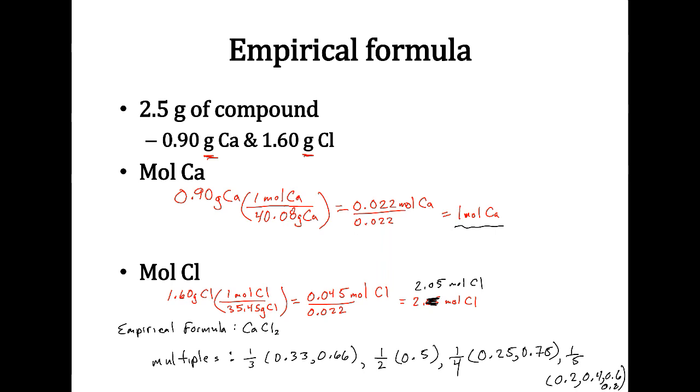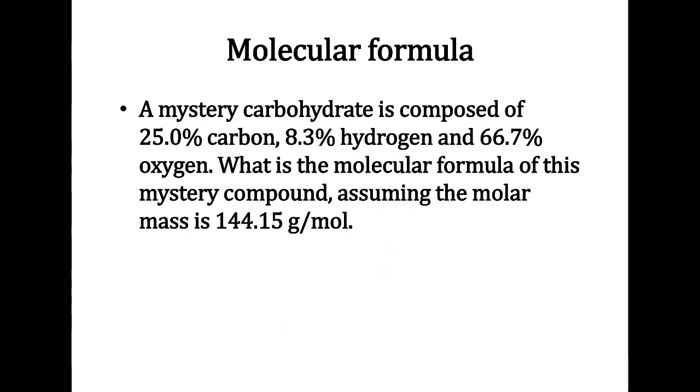Let's go ahead and try to find a molecular formula. So a mystery carbohydrate is composed of 25% carbon, 8.3% hydrogen, and 66.7% oxygen. What is the molecular formula of this mystery compound, assuming the molar mass is 144.15 grams per mole? All right, so the first thing that we should probably do before we find the molecular formula is we need to start by finding the empirical formula. Find empirical formula first.